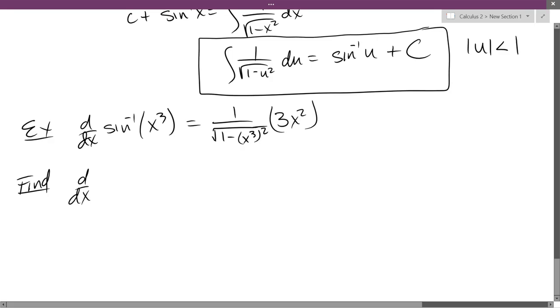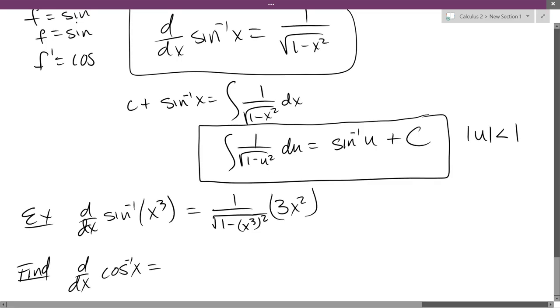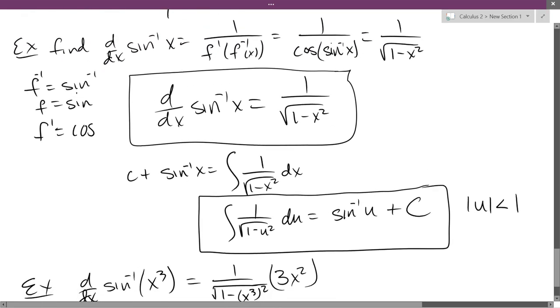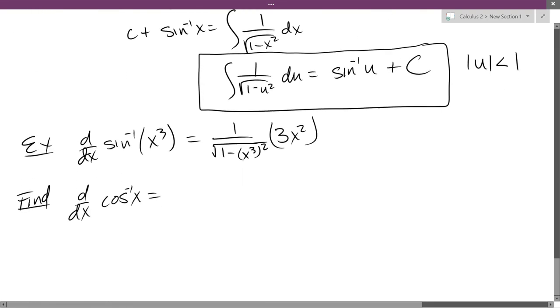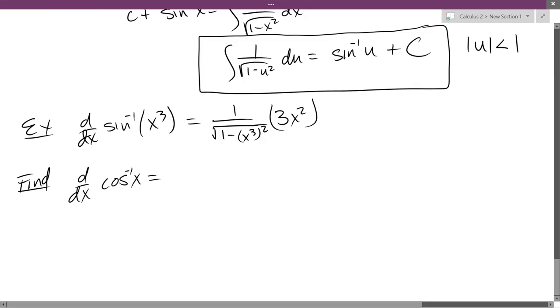So we're going to do the same thing for cosine inverse x. Same thing being we're going to take a derivative, but instead of using the inverse derivative formula, 1 over f prime of f inverse of x, we could do that and simplify down the trig. What I'm going to do instead, we did all that painful trig for a purpose. It's going to pay off right now. So how can I rewrite cos inverse x? It's pi over 2 minus sine inverse x. So we're going to make that algebraic substitution.